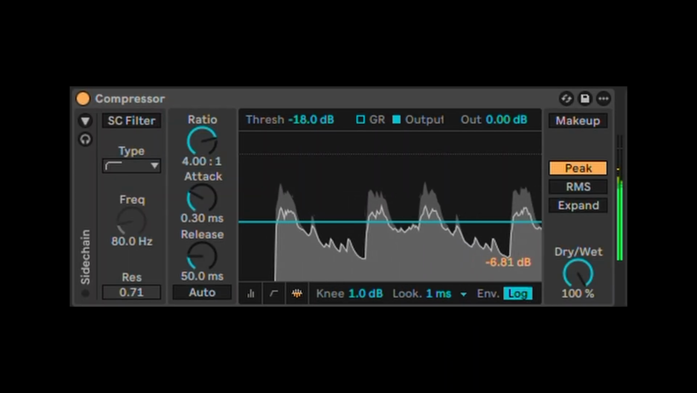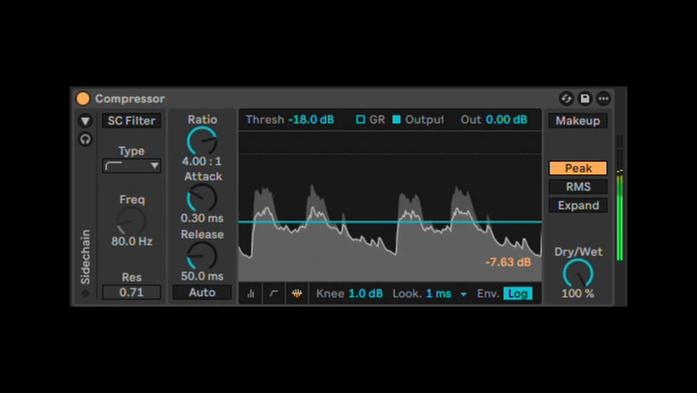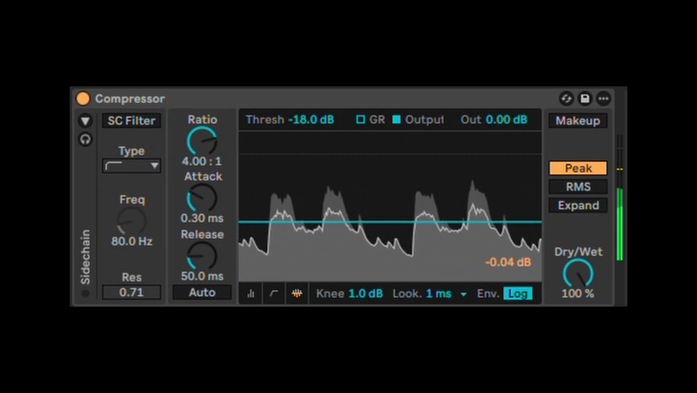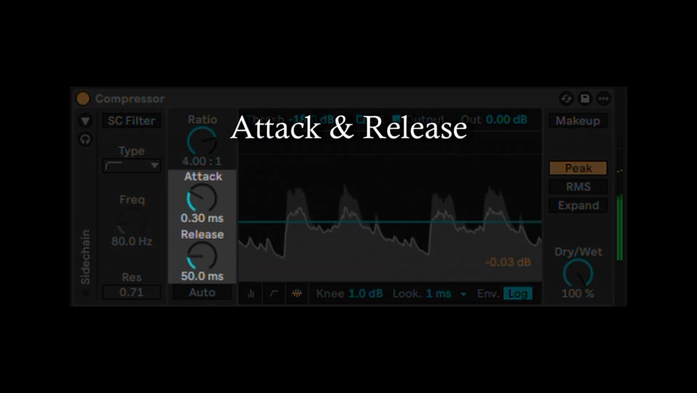And because it's one of those basic tools that I've been working with for a while, I thought I understood pretty well how it works, but as it turns out, I was wrong. Specifically, I was wrong about these two guys here, attack and release.